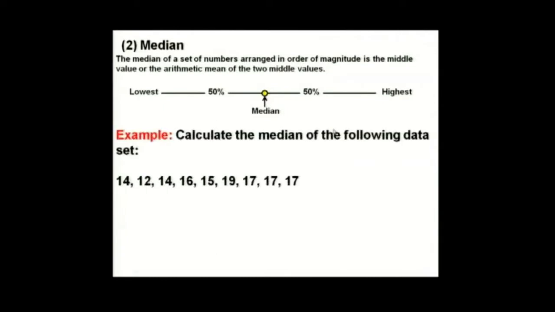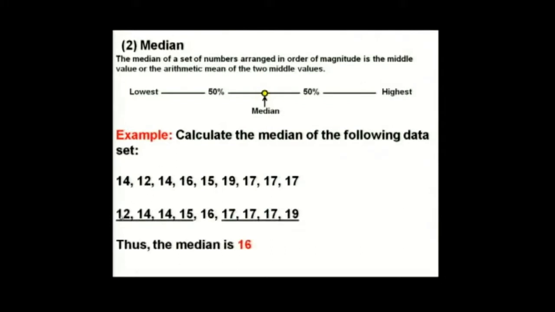Let's take an example here. Here we have a set of observations. This is an odd number of observations. In order to calculate the median of this set, all we have to do is arrange the values in ascending order, in the order of magnitude. So we start with the lowest, going to the highest, as you can see here. When you do that, you can see that the value 16 is right in the middle, and that is the median of this set of data.